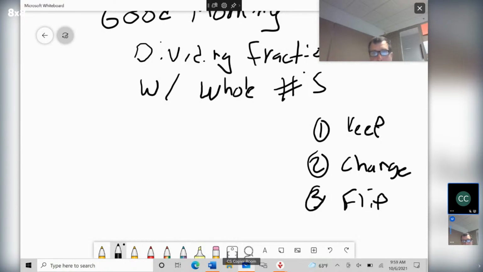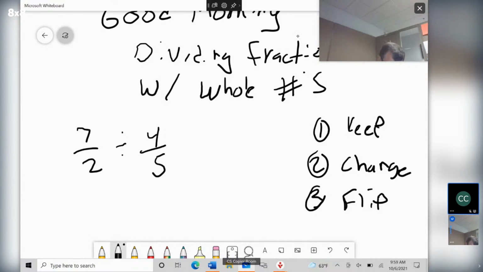What we're going to work on today is just multiplying fractions, like I said. And the 3 steps that we'd use is you keep the first number, you change the operation to multiplication, then you flip the third fraction. So what does that mean? So if we have 7 over 2 divided by 4 over 5.